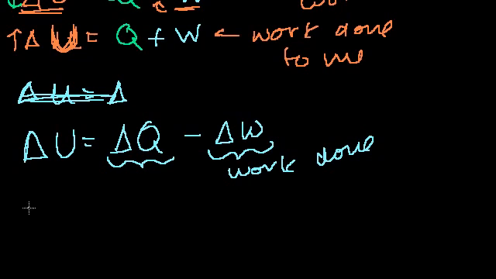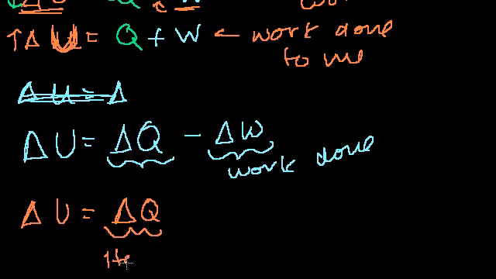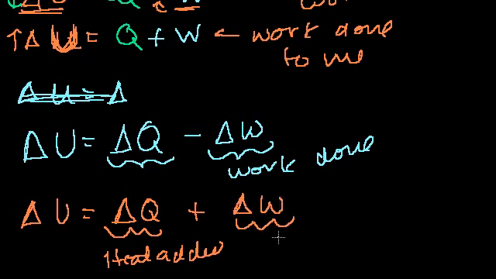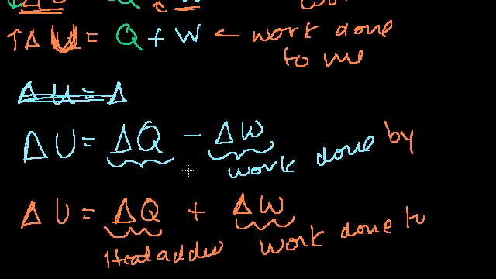Or you might see it written like this. Change in internal energy is equal to heat added, I'll just call this the heat added, plus the work done onto the system. So this is work done to the system, whereas the other was work done by the system. Either way, you shouldn't even memorize this. You should just always think about it a little bit. If I'm doing work, I'm going to lose energy. If work is done to me, I'm going to gain energy. If I lose heat, if this is a negative number, I'm going to lose energy. If I gain heat, I'm going to gain energy.